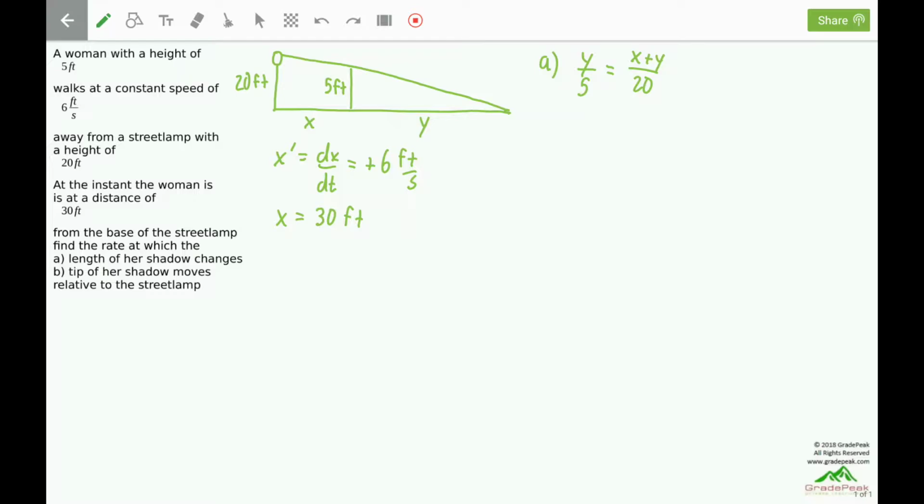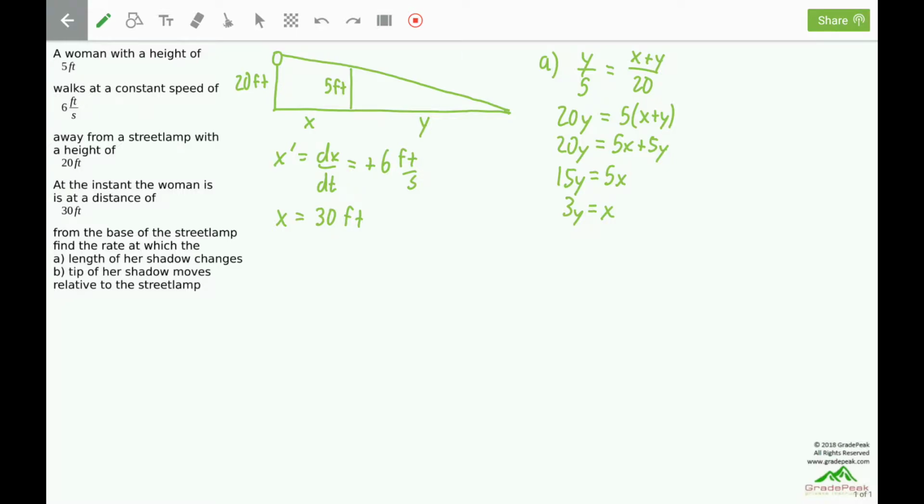There's our related variables equation, though we can simplify by cross-multiplying. We can multiply both sides by 20, that brings the 20 up to the left, and both sides by 5, and that brings the 5 up to the right. We can now distribute the 5 in, and we have 5x plus 5y. We can now subtract 5y from both sides, so 15y equals 5x, and we can divide both sides by 5, so that 3y equals x. There's our related variables equation in a simplified form.